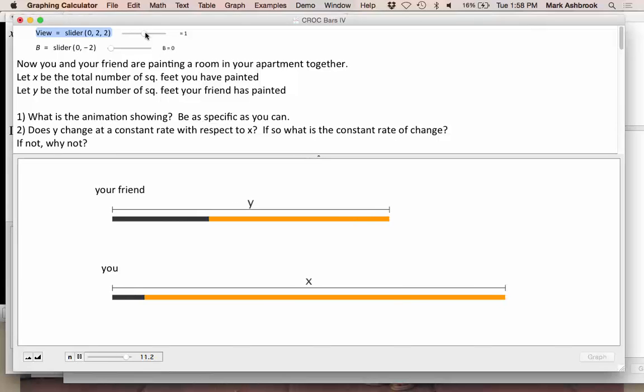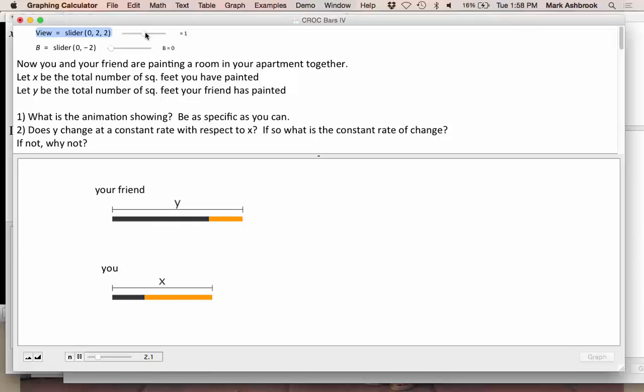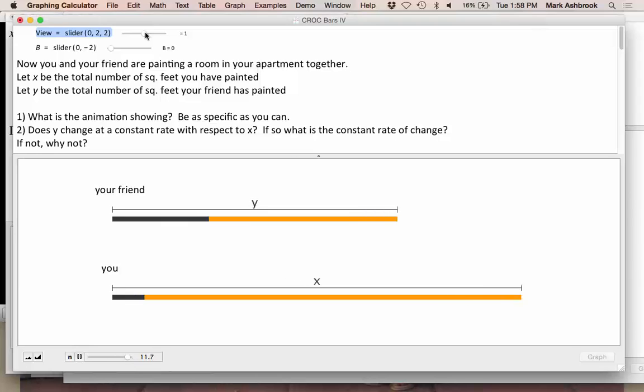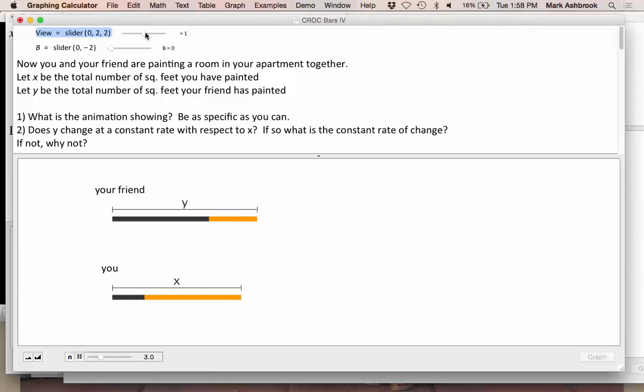So the lengths of the bars are the same as before. So what am I now highlighting, or what am I showing? And then I want you to keep talking about these two questions. Okay? Go.